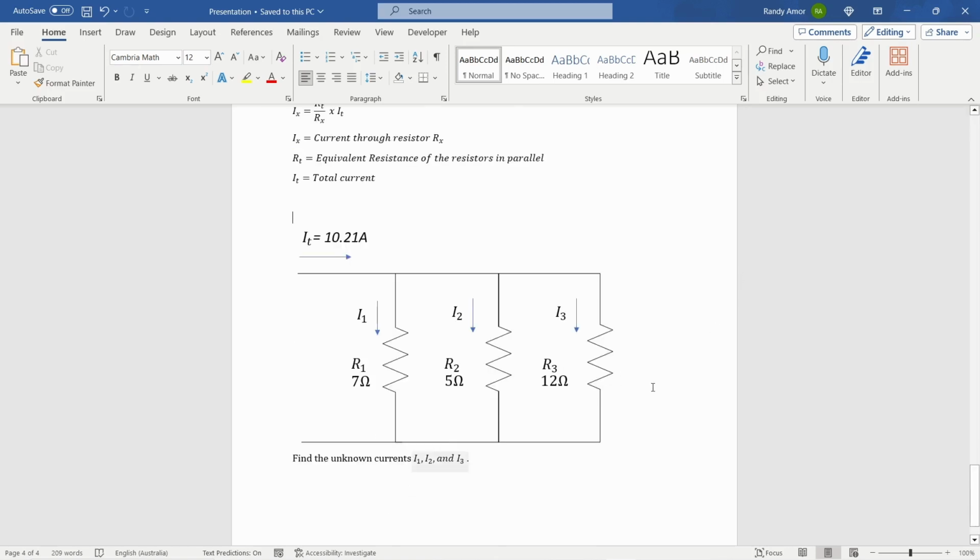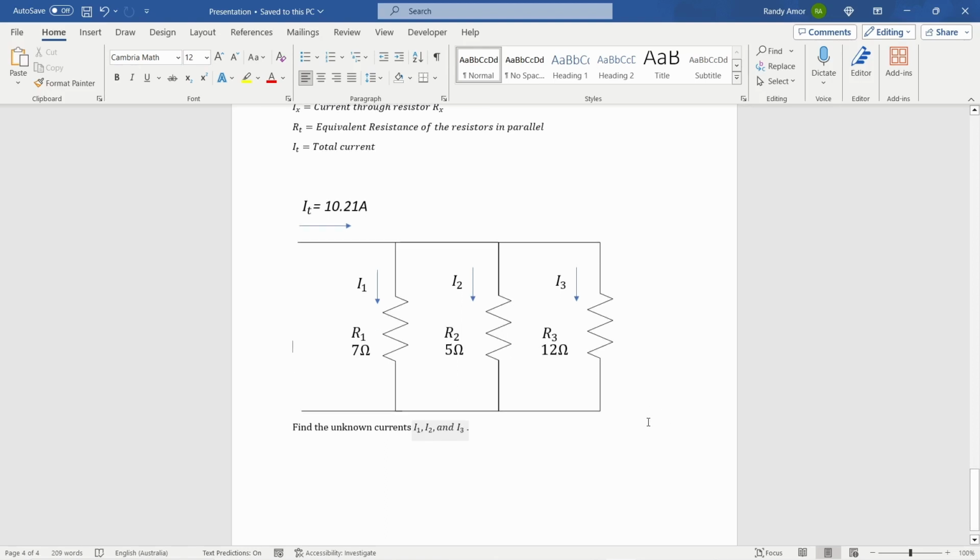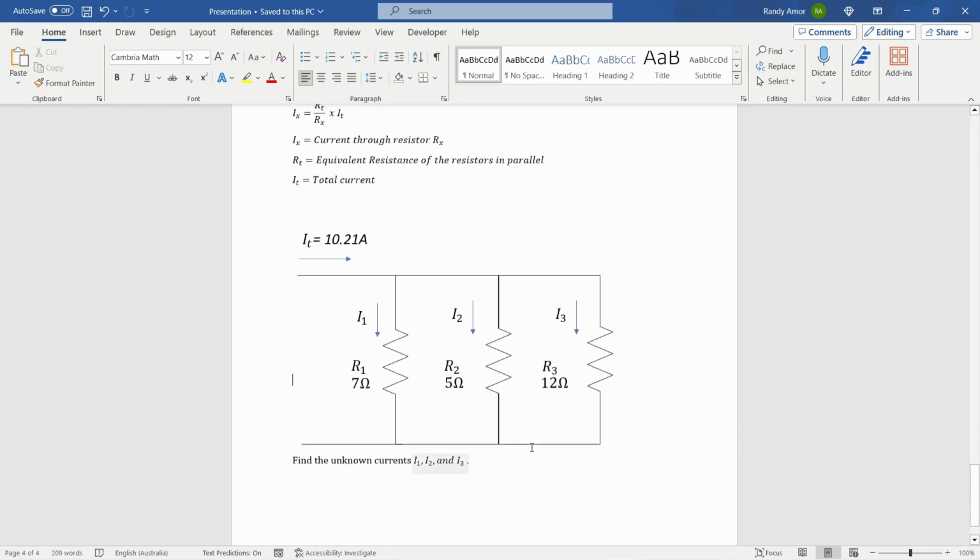For example, for this circuit, we have 3 resistors in parallel, which is the same as the resistors in example 1, and the total current, which is calculated in example 1. So the total current will be 10.21 amperes, and we have the 3 resistors, 7 ohms, 5 ohms, and 12 ohms respectively. There's no source voltage given in the circuit, and we are asked to find the currents I1, I2, and I3 using the current divider theorem.